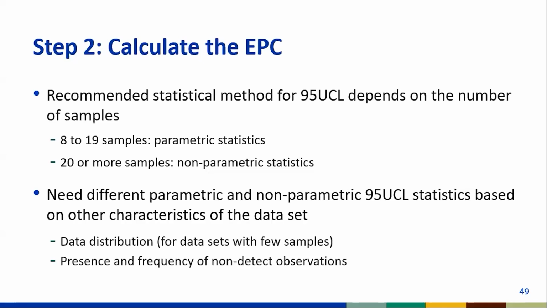Additionally, ATSDR has identified preferred parametric and non-parametric 95 UCL statistics based on other characteristics of the dataset. For small datasets, ATSDR recommends different parametric statistical methods based on the distribution and presence of non-detect observations. For larger datasets, ATSDR recommends different non-parametric statistical methods considering the presence of non-detect observations and whether those non-detects share the same detection limit. For more details on this topic, review ATSDR's EPC guidance.